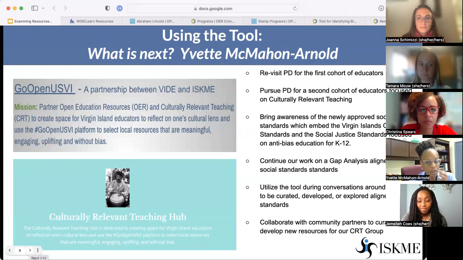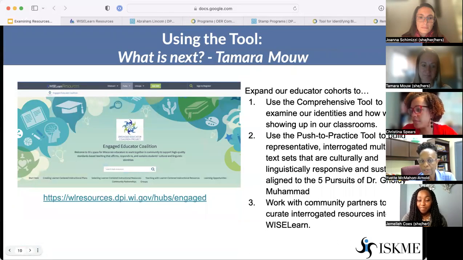So we are using the tool in our conversations around resources that are to be curated, to be developed, and to be explored, aligned to our new social justice studies standards. And we are also incorporating and using the tool with our community partners who have such a vast knowledge of culture and the resources around social studies. I'll turn it over to Tamara to tell us what's happening in Wisconsin next.